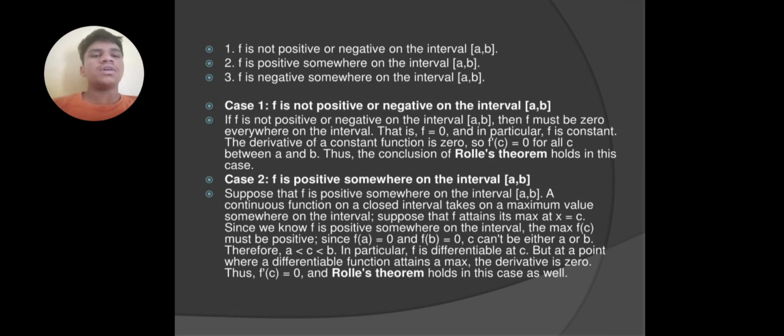Since f of a equals 0 and f of b equals 0, c can't be either a or b. Therefore a is less than c is less than b. In particular, f is differentiable at c, but at a point where a differentiable function attains a maximum, the derivative is 0. Thus f dash of c equals 0, and Rolle's theorem holds in this case.